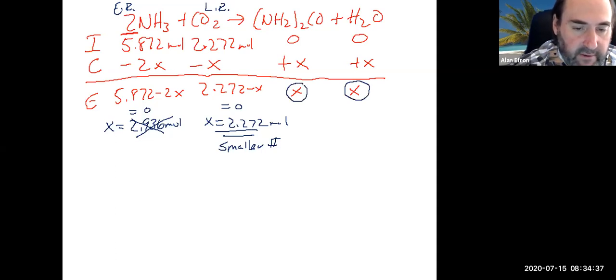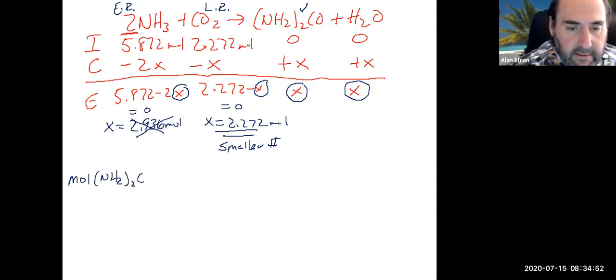So as I mentioned before, the nice thing about that is that X that we just solved for is the moles for each of these things. So all these X's is this number. In this particular case, we're just interested really in this product. So what we see is that the moles of our product equals X, which in this case equals 2.272 moles of our product.